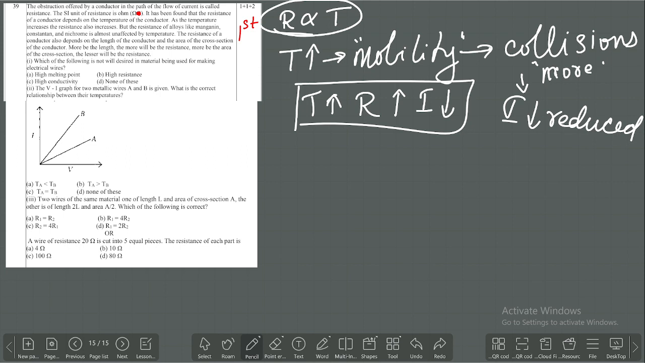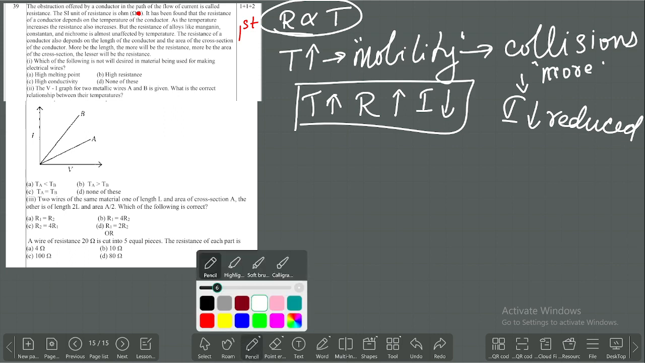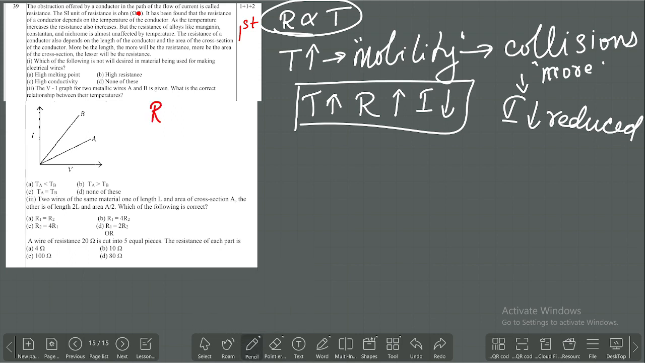The resistance of a conductor also depends upon the length of the conductor and the area of cross section of the conductor. The greater the length, the greater the resistance. That means resistance is directly proportional to the length of the conductor. The greater the area of cross section, the lesser the resistance. That means resistance is inversely proportional to the area of cross section. Next, which of the following will not decide the material being used for making electrical wires?